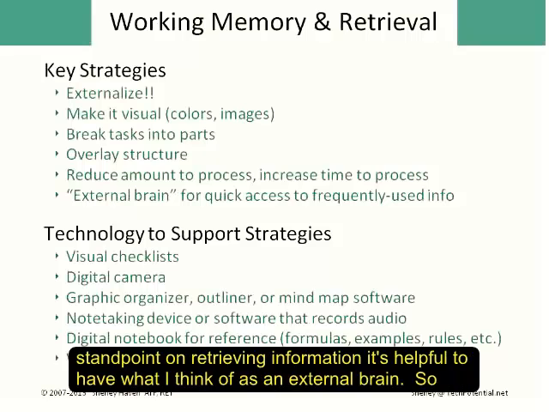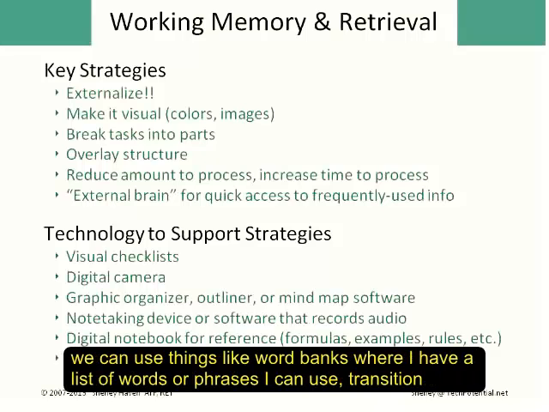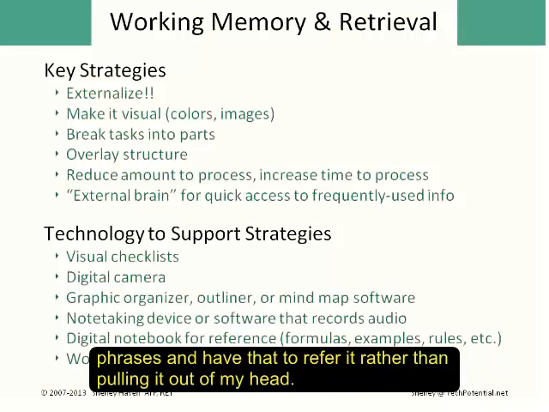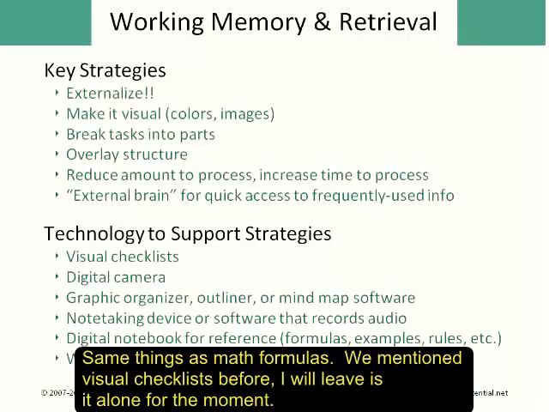From the standpoint of retrieving information, it's also helpful to have what I like to think of as an external brain. Word banks would be an example of an external brain, where I have a list of words or phrases I can use, transition phrases, let's say, and just have that to refer to rather than pulling it up out of my head. Same thing with math formulas or any other quick access information you need.